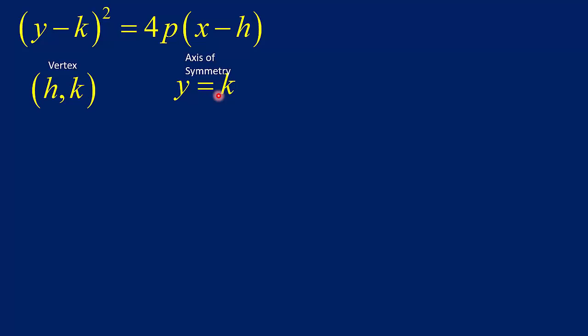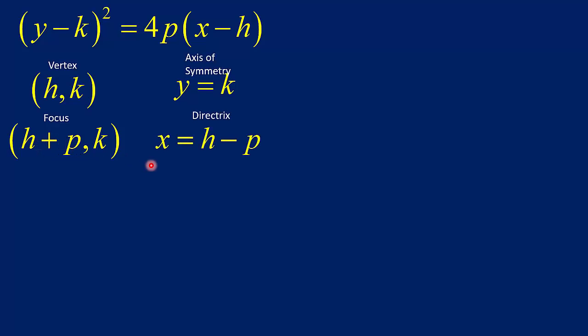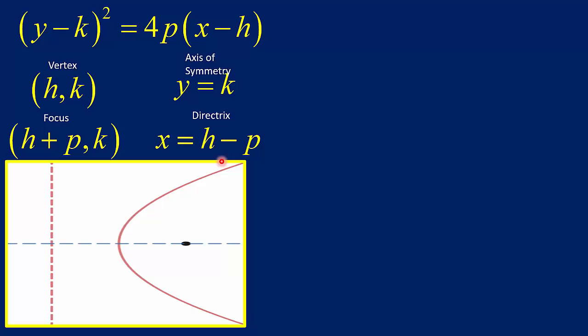Now, as far as the focus, to get to the focus, we're moving to the right instead of up and down. So what we're going to do is add p to the h. And then to get to the directrix, we move to the left. So we have this vertical line, x equals h minus p, and we get a graph that looks something like this.